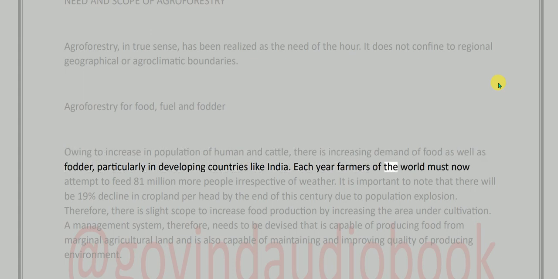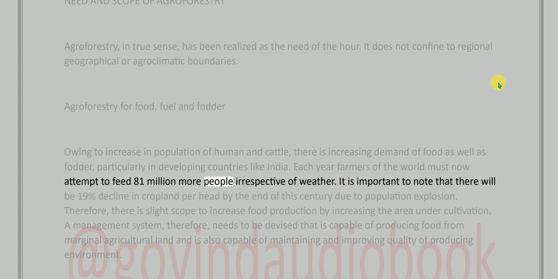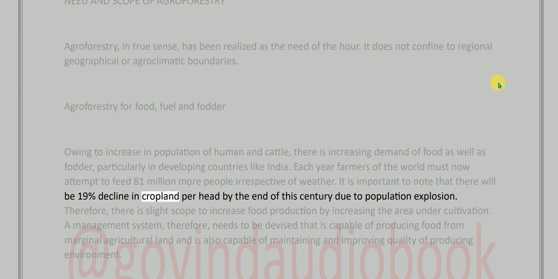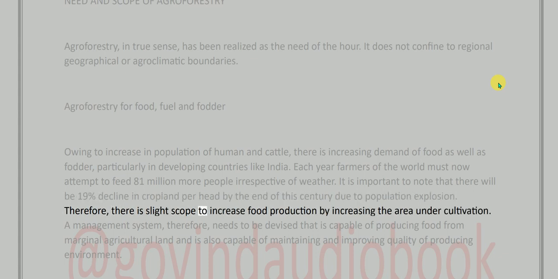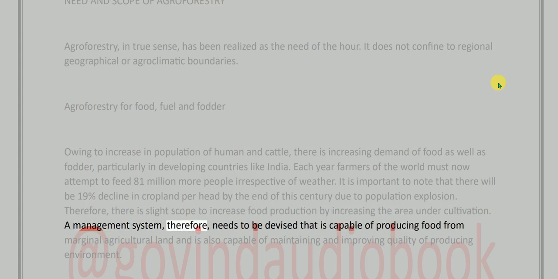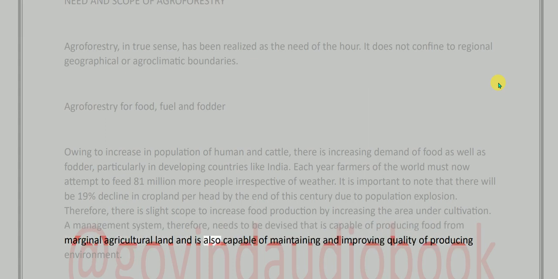Each year farmers of the world must now attempt to feed 81 million more people irrespective of weather. It is important to note that there will be a 19% decline in cropland per head by the end of this century due to population explosion. Therefore, there is slight scope to increase food production by increasing the area under cultivation. A management system, therefore, needs to be devised that is capable of producing food from marginal agricultural land and is also capable of maintaining and improving the quality of the producing environment.